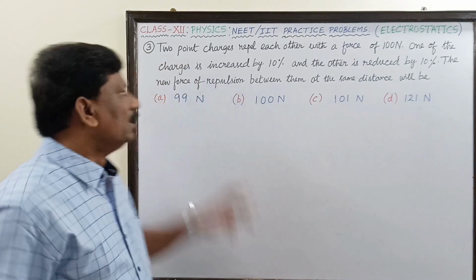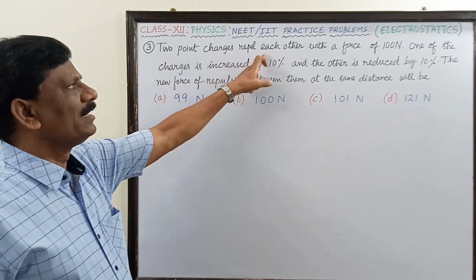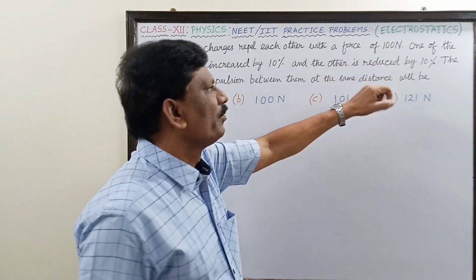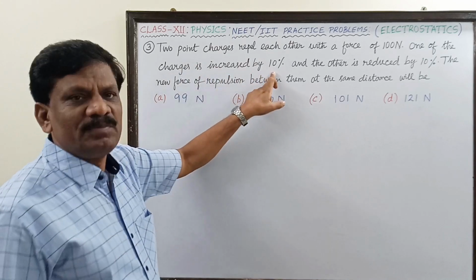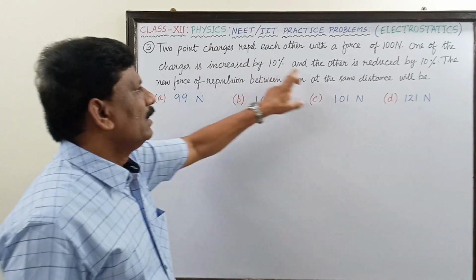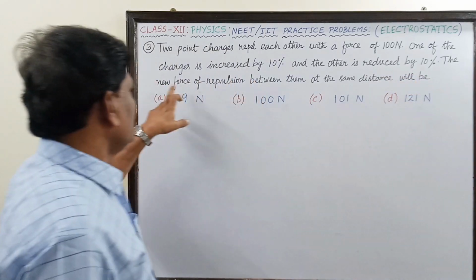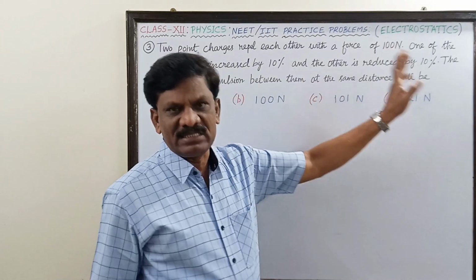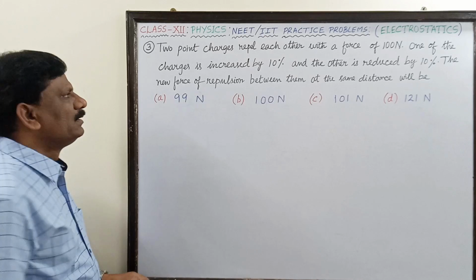Hi students, MCQ number 3. Two point charges repel each other with a force of 100 Newton. One of the charges is increased by 10% and the other is reduced by 10%. The new force of repulsion between them at the same distance will be. It's a very simple problem.